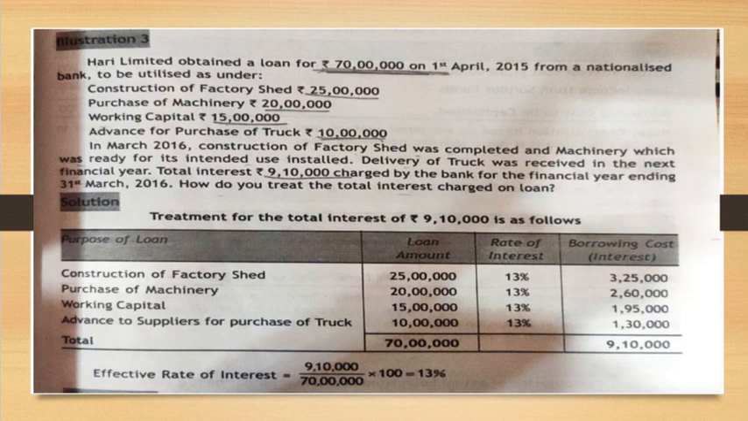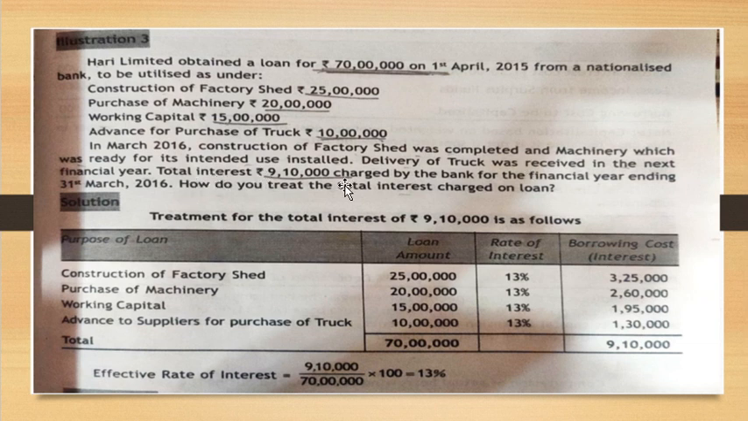In this video, we will be discussing problems on borrowing cost. So here in illustration 3, Hari Limited obtained a loan for rupees 70 lakh on 1st April 2015 from a nationalized bank to be utilized as under: construction of a factory shed rupees 25 lakh, purchase of a machinery 20 lakh, working capital 15 lakh, advance for purchase of truck 10 lakh. Then, in March 2016, construction of a factory shed was completed and machinery which was ready for its intended use installed. Delivery of truck was received in the next financial year.